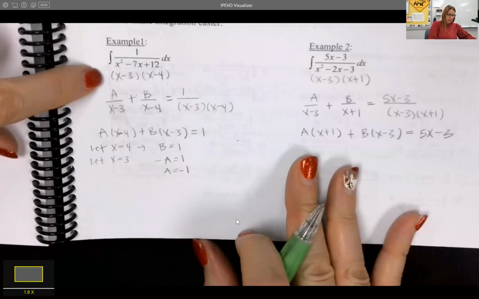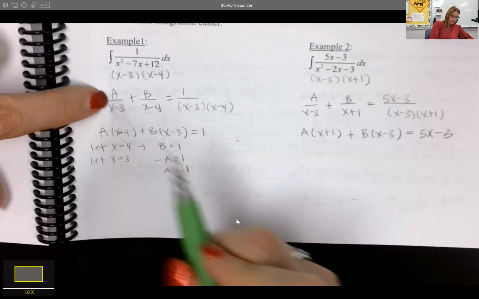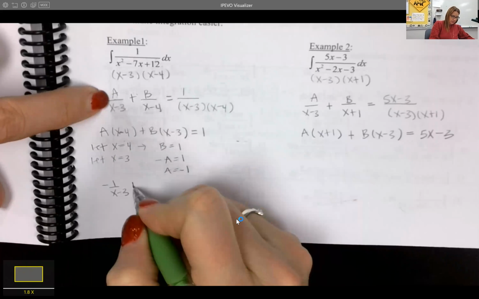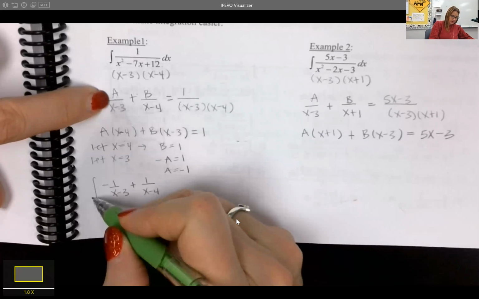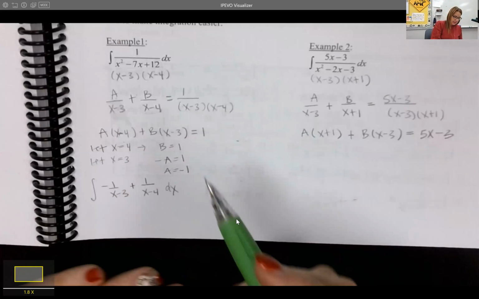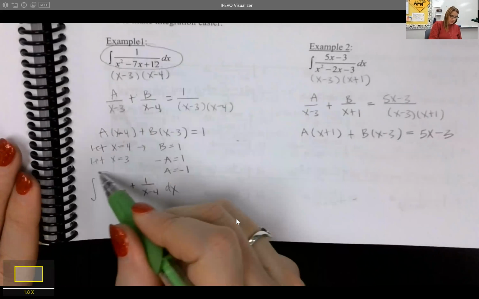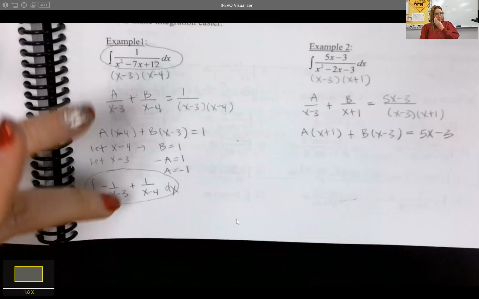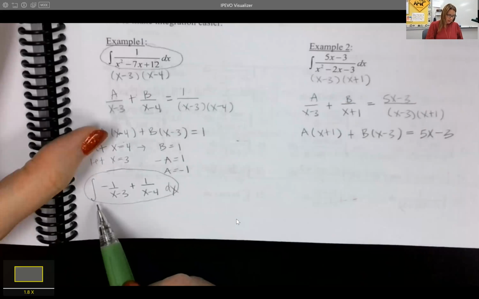Okay, so once we figure out a is negative 1, then I'm going to go back to this step right here, and we're going to plug in our a and our b. So if I plug in a was negative 1, I get negative 1 over x minus 3, and b is positive 1. I'm just going to take the integral of that. So what I've done is I've said that this that I started with as this integral is the same exact thing as this, okay? This and this are the same thing, but we figured out what it was by doing partial fractions. Okay, so now I'm going to take the integral.